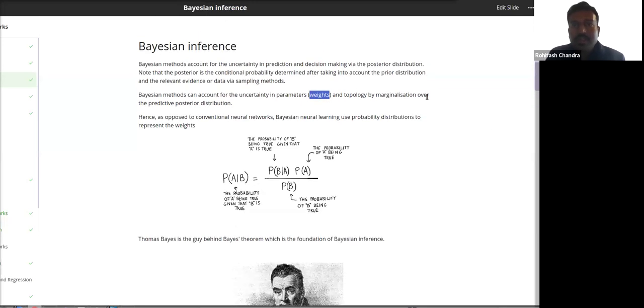The whole thing, Bayesian inference, is based on conditional probability distributions. So that's a conditional probability distribution: the probability of B being true given that A is true. That's the likelihood. The probability of A being true is also known as the prior, and this is the marginal, the probability of B being true. And this is the posterior distribution, the probability of A being true given that B is true.